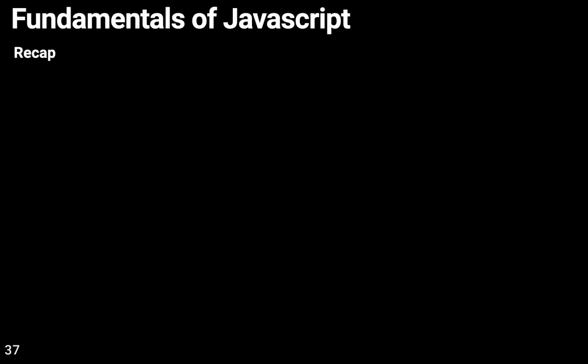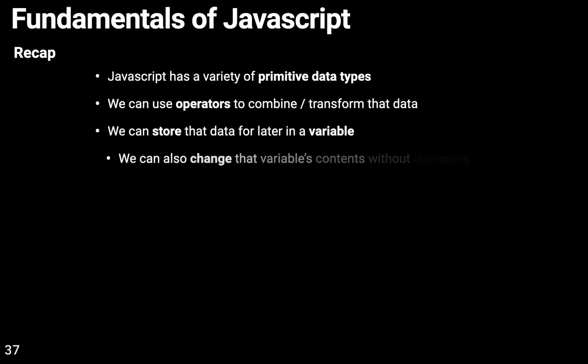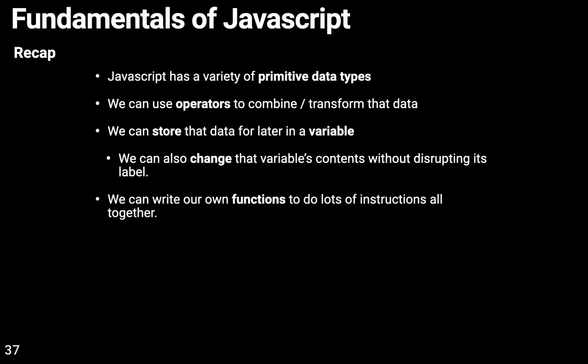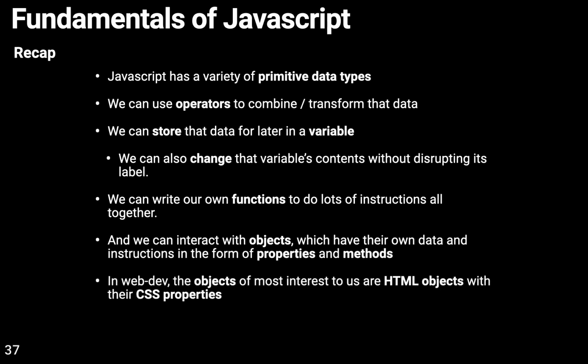Okay, so we have now covered the fundamentals of JavaScript. JavaScript has a variety of primitive data types. We can use operators to combine and transform that data. We can store that data for later in a variable, which we can also change the contents of without disrupting the label of the variable. We can write our own functions to do lots of instructions all at once. We can interact with objects, which have their own data and instructions in the form of properties and methods. And in the web dev world, it's nice because the objects of most interest to us are HTML objects with their CSS properties, which we've just learned how to edit on the fly.